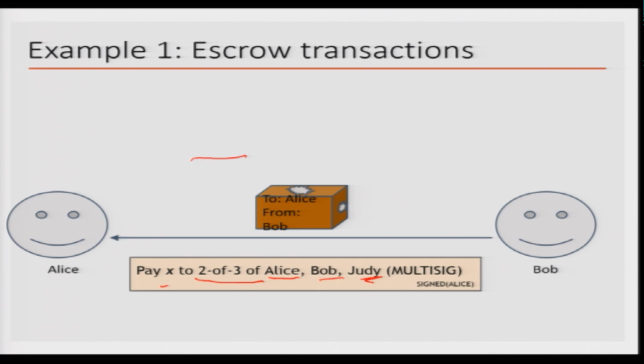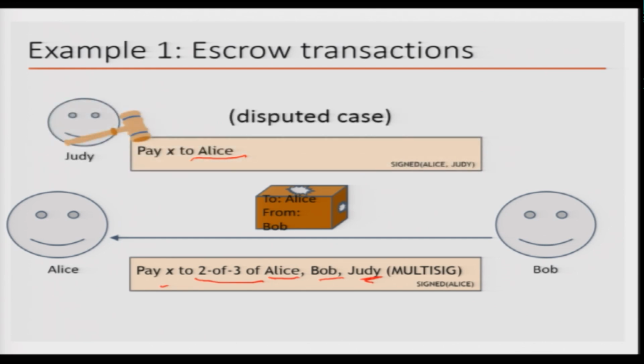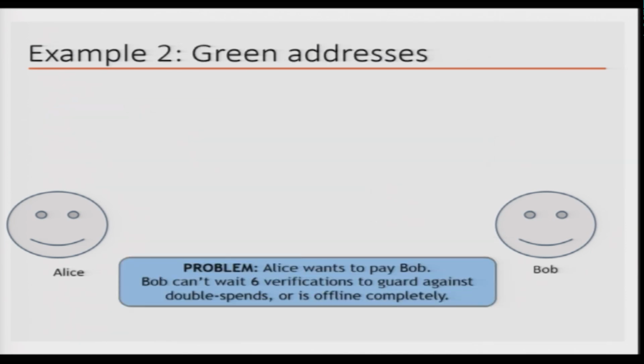Now, suppose what Alice gets is broken or has some problem, or it never reaches, then there is a dispute, and Judy has to decide who is at fault. If Judy decides that Bob is at fault, then she will sign this, and then Alice will get the money. If Alice is at fault, then Bob will get the money, right. So, this is how the escrow transaction works.